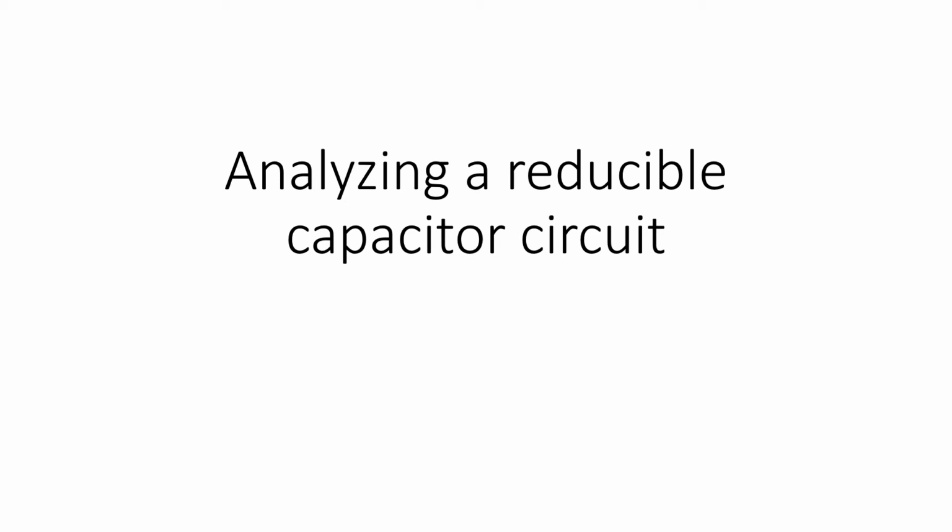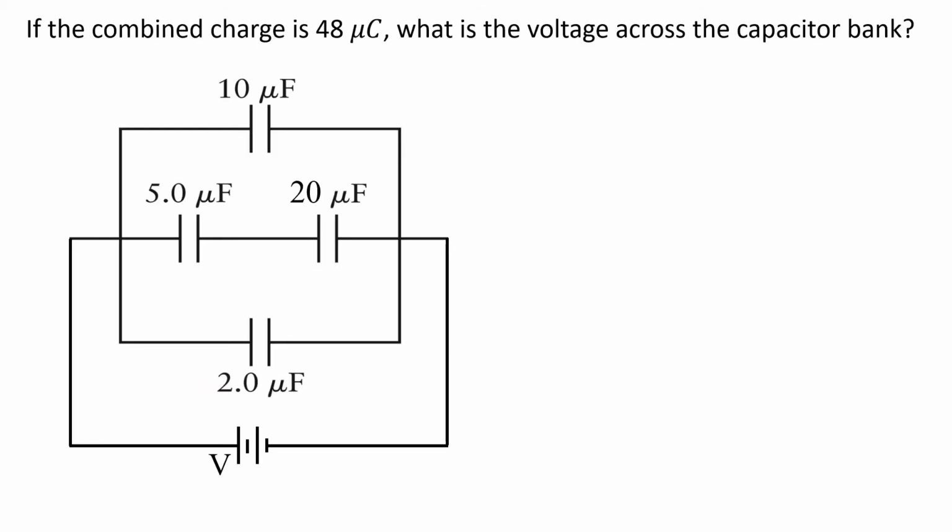When you place capacitors in series and parallel, they change the way that they store the charge and the amount of charge that they can store. So we're going to look at analyzing a reducible capacitance circuit. Remember that the capacitance we define to be the amount of charge that can be held at a particular potential difference.